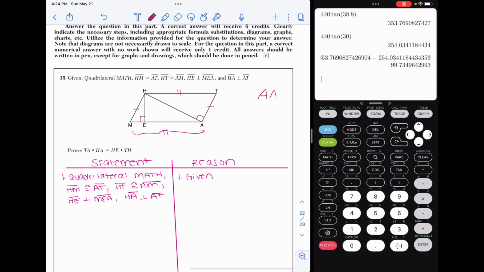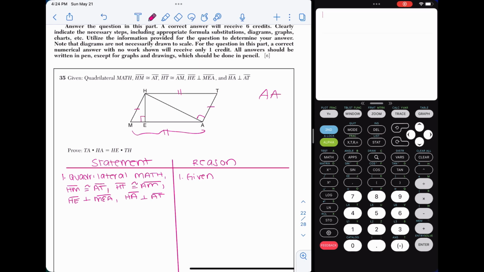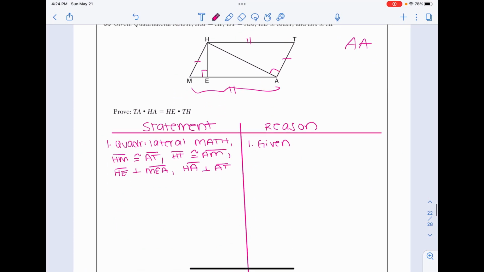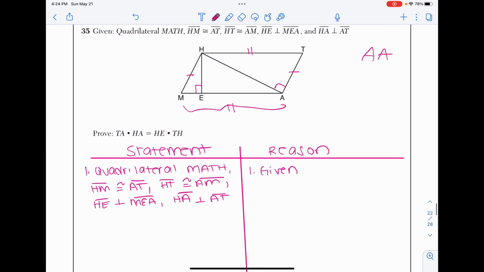I have already gone ahead in this problem, and set up my statement reason columns. I have copied all of my givens over, and I've marked the diagram. So I know that HM and AT are congruent. I know HT and AM are congruent. I also know I have some perpendicular lines, which forms right angles. I'm going to talk about that in the proof though. We have to still mention it. And our goal is to prove the product of two segments is equal to the product of two other segments.